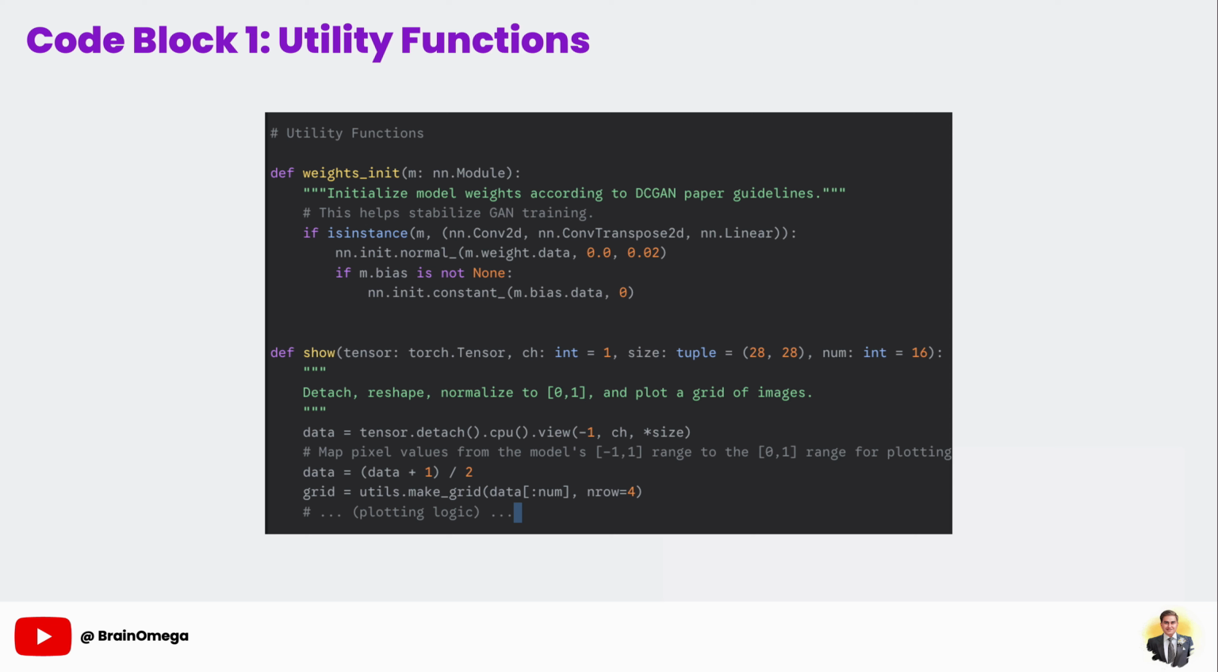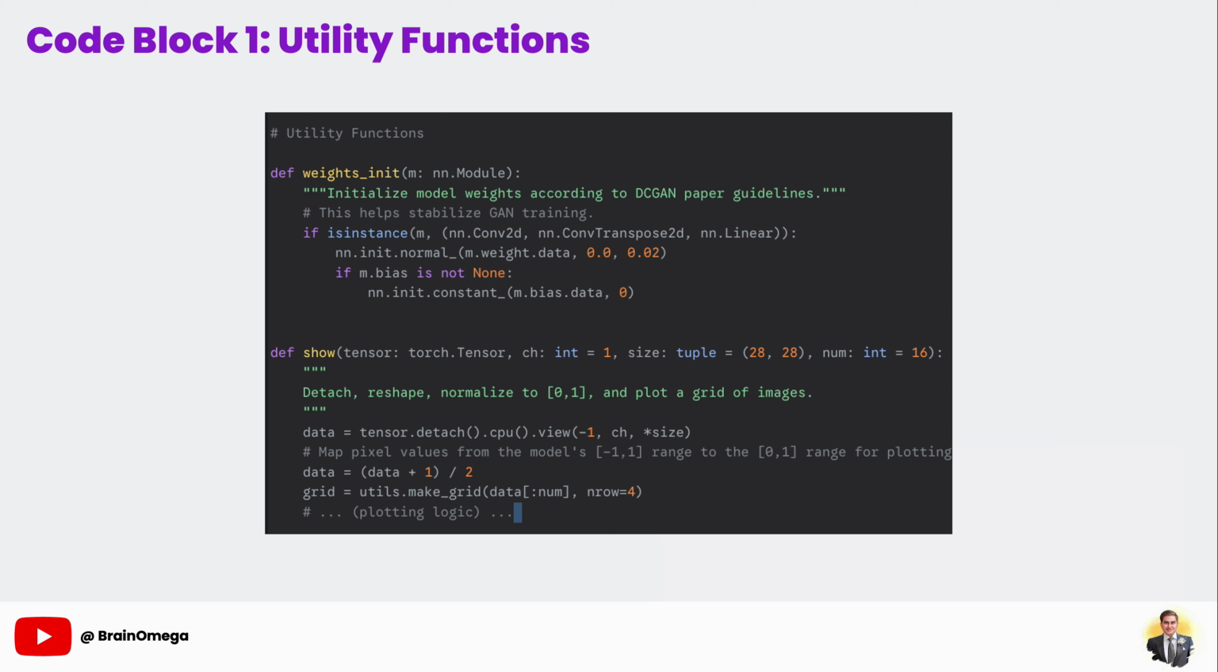Second, we have our show function. This is purely for us, the humans. Our generator will be producing PyTorch tensors on the GPU with pixel values ranging from -1 to 1. To actually see these as images, we need to do a few things. This function first detaches the tensor from the computation graph and moves it to the CPU because Matplotlib can't work with GPU tensors.